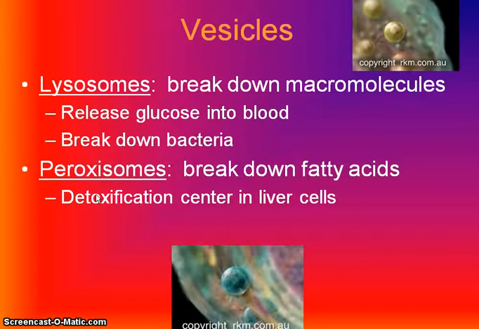Peroxisomes help to break down fatty acids. They actually help our liver and help to provide a way to break down some of the fats that can surround our liver and keep the liver functioning properly.